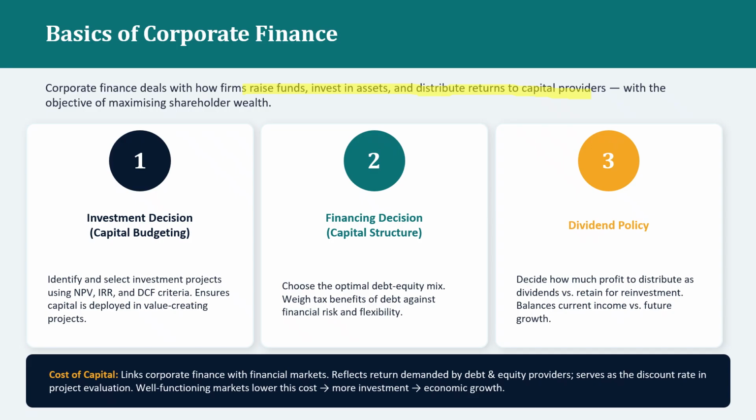Now all these decisions are connected by the concept of cost of capital. So cost of capital is the return required by the providers of funds, both debt and equity. It serves as the discount rate in project evaluation. When you were calculating NPV or IRR, this serves as a discount rate. If a project's internal rate of return is higher than the cost of capital, it adds value. If it is lower, it destroys value.